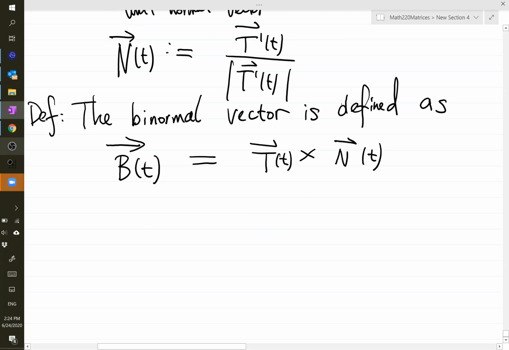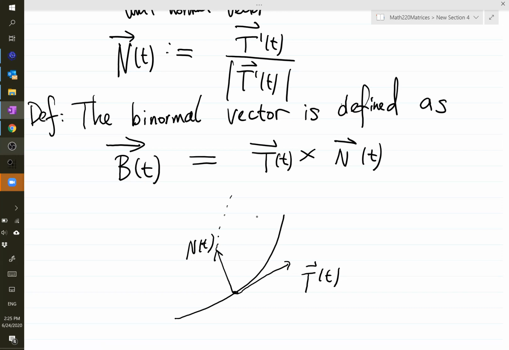So, for instance, if we're talking about the helix, maybe we just start with an arbitrary curve. Suppose we have a curve. Now we find the tangent direction, and then we find its normal direction, N(t). Then we find the binormal direction. How do we find it? Well, we find the direction that is perpendicular to the plane determined by the tangent vector and normal vector. It looks like this if we plot it.